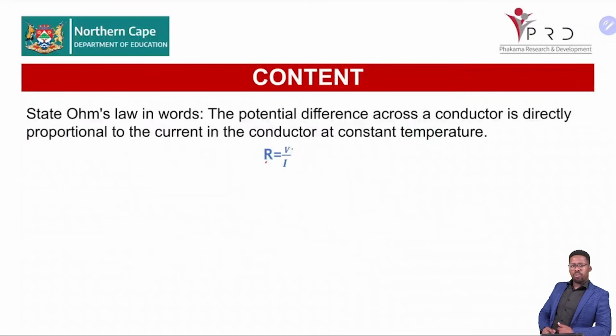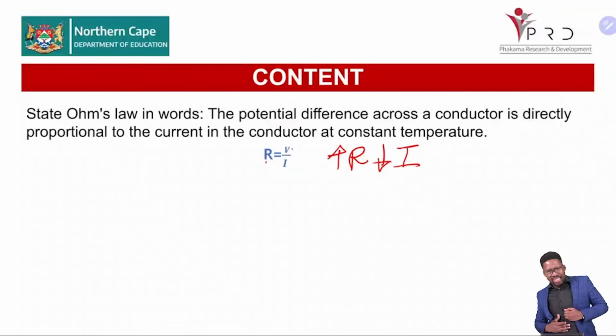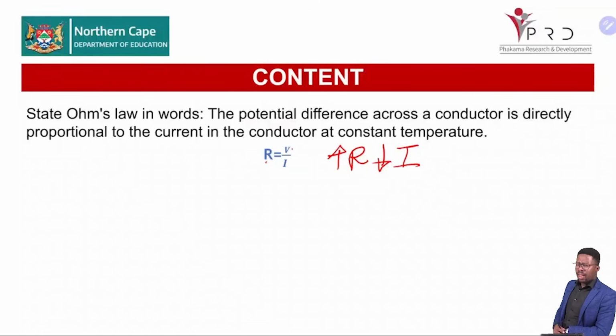This formula tells you that if we increase the resistance, what will happen to the current? The current will decrease, because the higher the resistance, the lower the current. The higher the current, the lower the resistance. So another mnemonic is that I always enjoy linking physical sciences to real life experience.